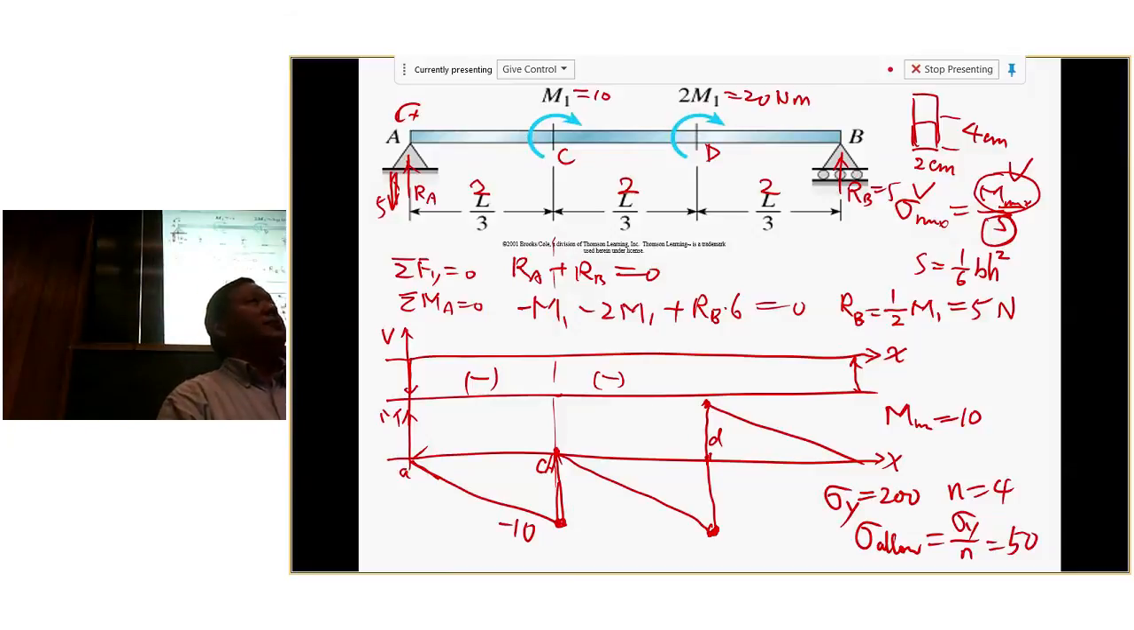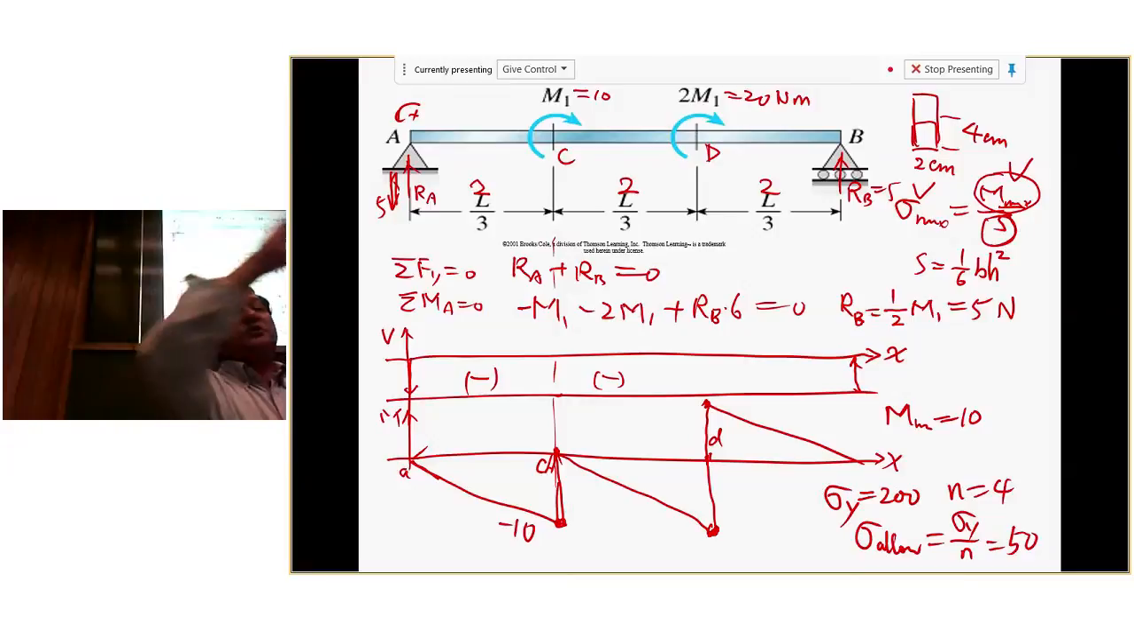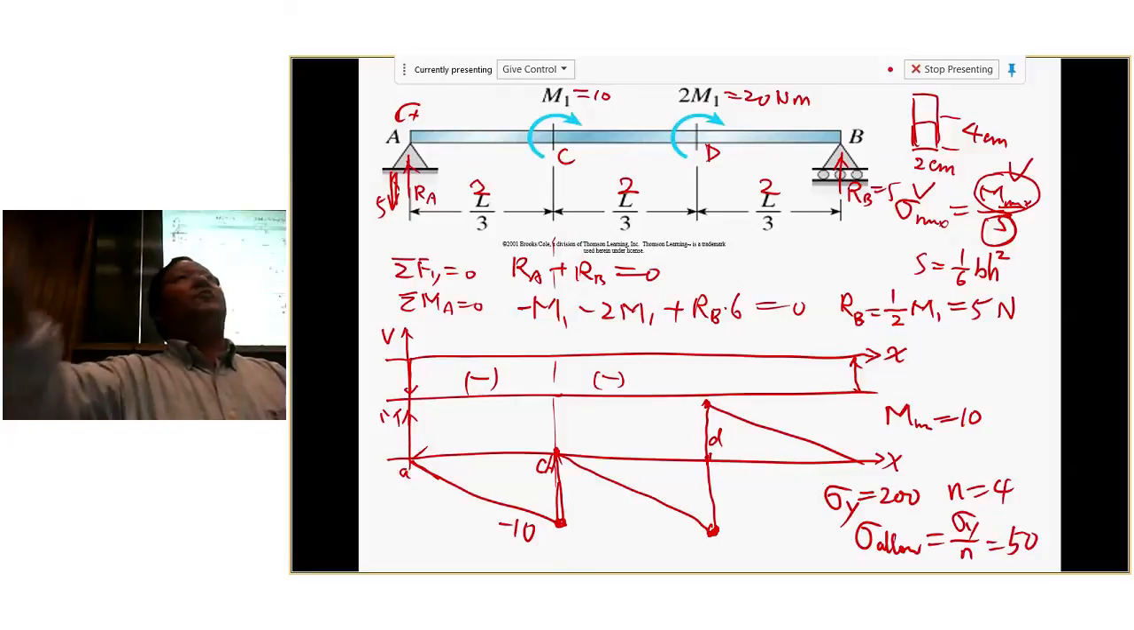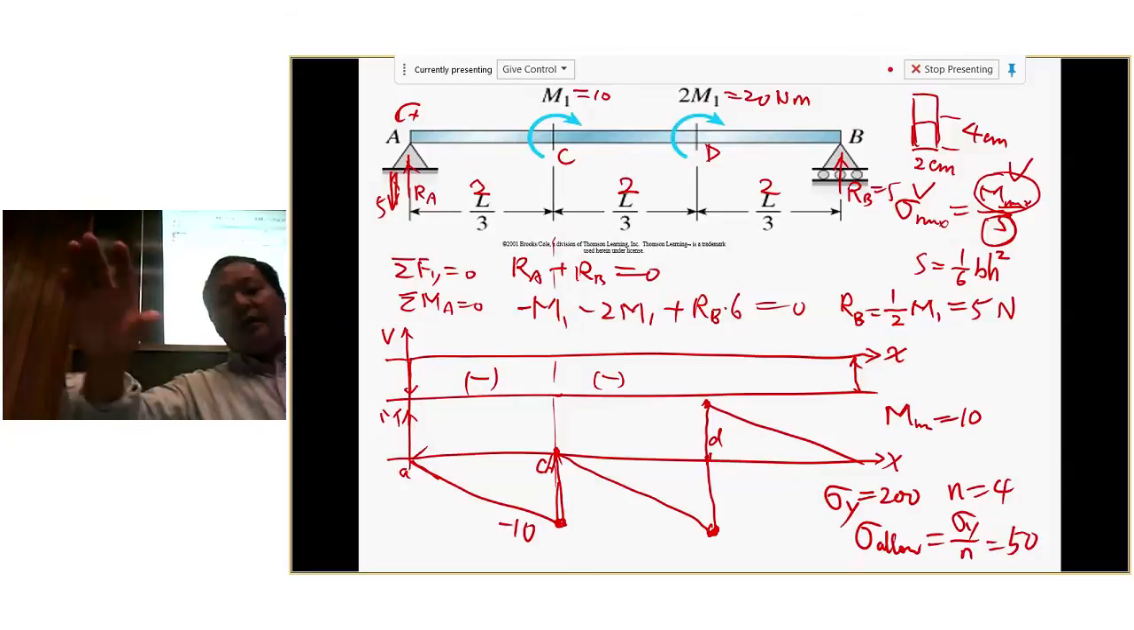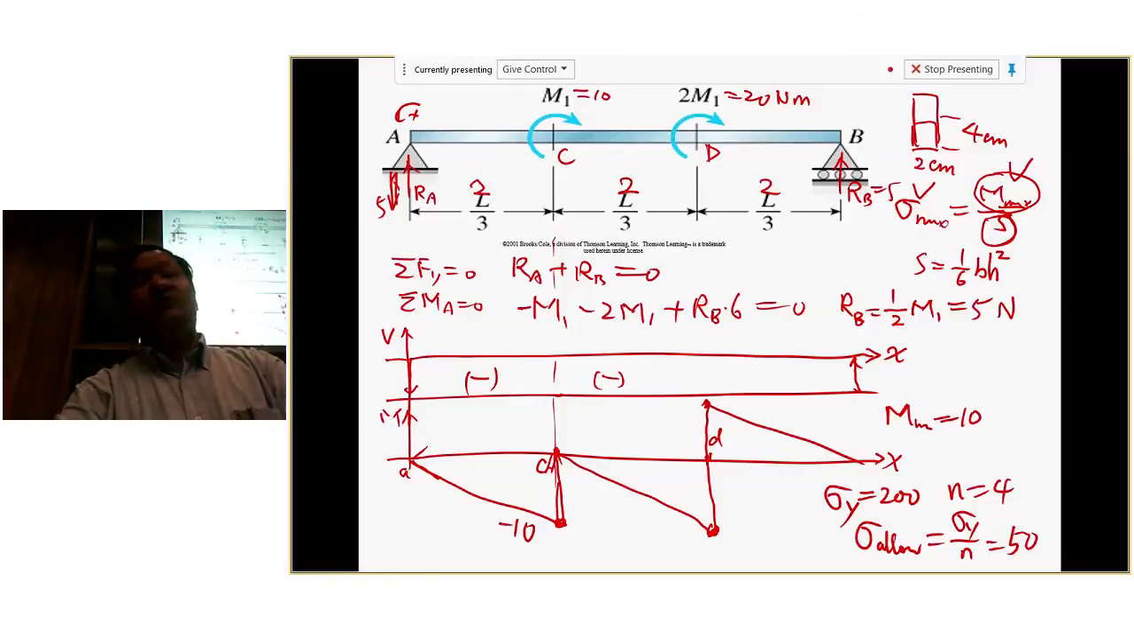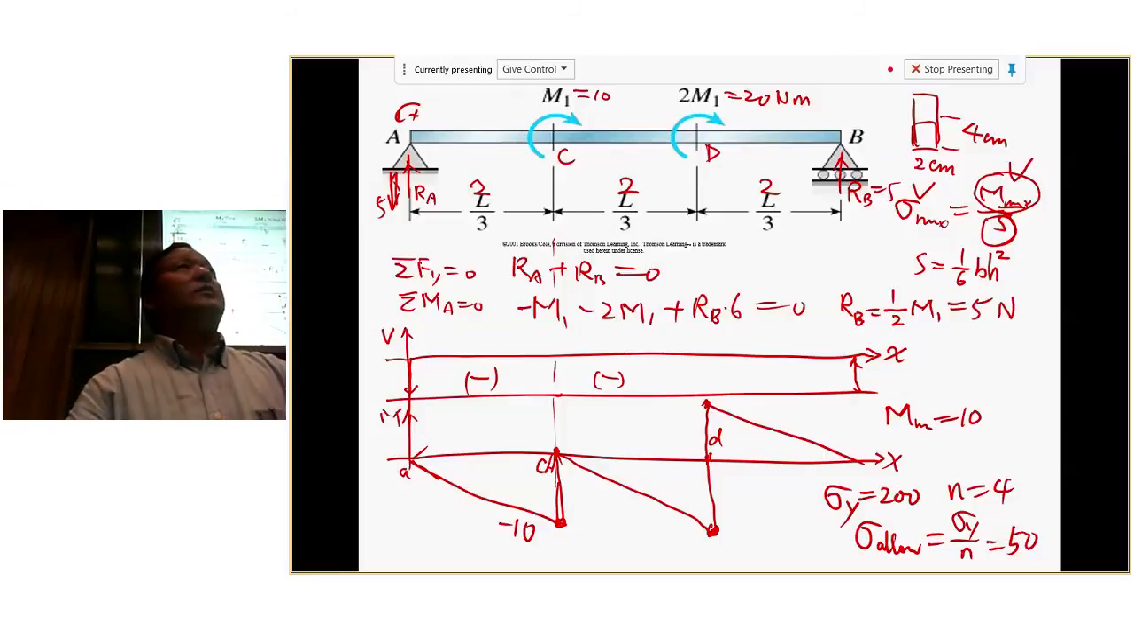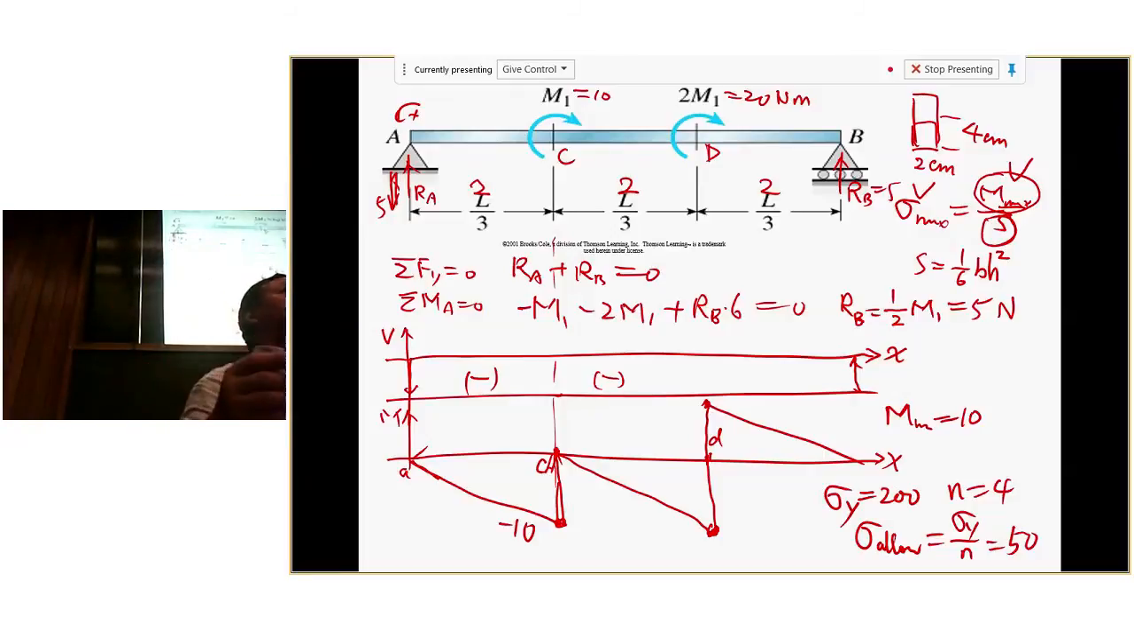The third type of problem comes from determining the load. Let's say I know this beam, the size is 2 by 4, and I know the loading limit: the stress can go to 50. Then I can ask you how much moment, or how much force, I can put there. So that basically determines the loading limit of the structure.